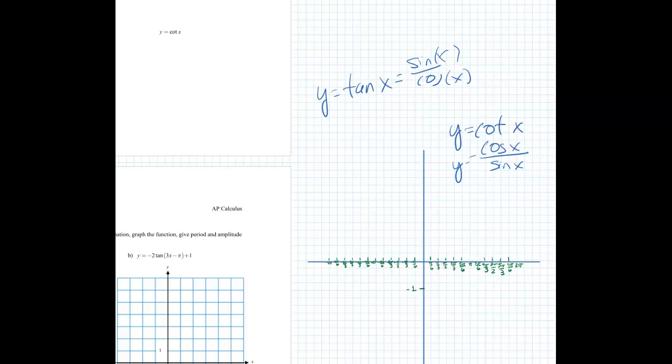So this is why, anywhere that I divide by 0, which is where sine is 0, aka your y-coordinate is 0, you are going to get an asymptote. So cotangent's asymptotes are actually at 0 and pi. The good news is, just like tangent, this cotangent graph is still going to have that period of pi.